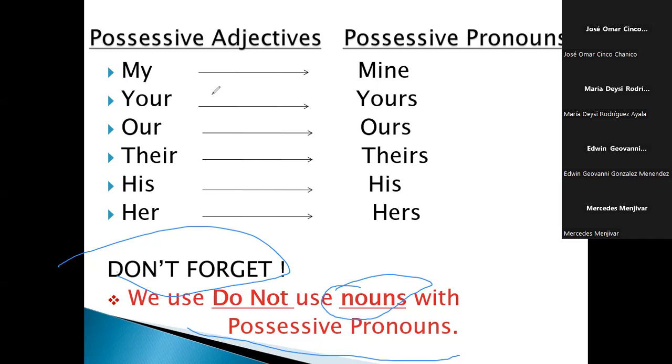Hers. Hers, hers, hers. Muy bien. Ahí ya veo que Giselle mandó uno. Example. This dress is mine.